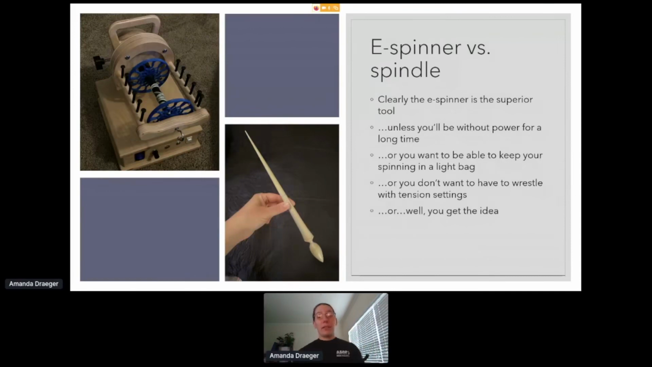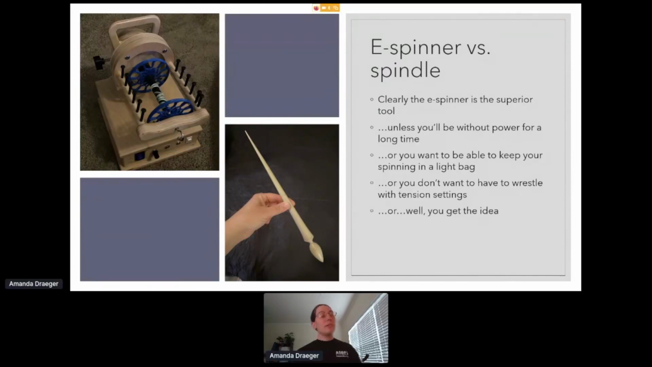On the right-hand side, you can see a supported spindle, which essentially is a stick. Now, clearly, the electric spinner is the superior tool, except it's not. It does have cool capabilities, but what if I want to spin for 10 hours and I'm not going to be anywhere near a power outlet? Well, that battery is going to run out after maybe 2 hours tops. Maybe I want to carry my spinning around with me in a light bag. That electric spinner with its battery is not something I want to toss in my purse, whereas that stick absolutely is.